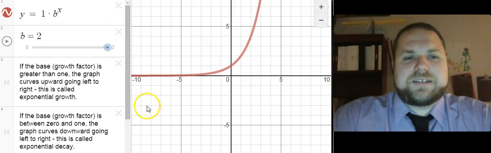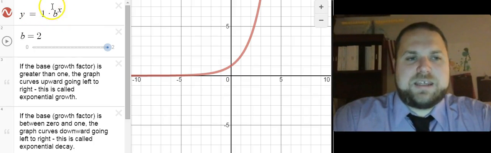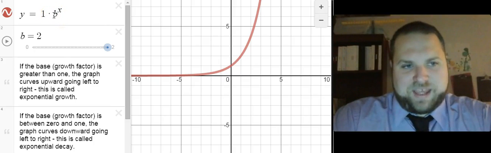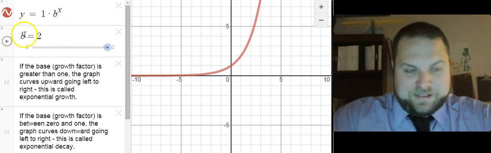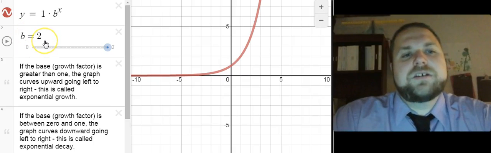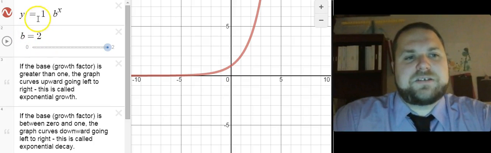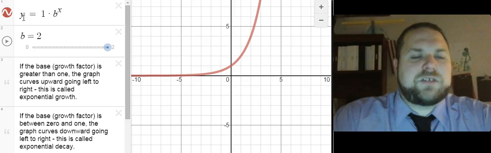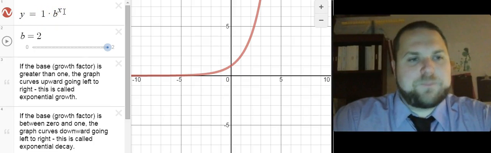So what I've got here is a Desmos setup where I have an exponential function. That exponential function is y equals 1 times b to the x. The reason we're calling this b is that it stands for the base, also called the growth factor. And I've set up a slider here where I can change the base of my function. So right now that's set to 2. So this is the exponential equation, y equals 1 times 2 raised to the x power.